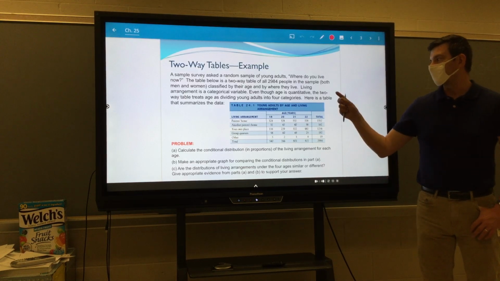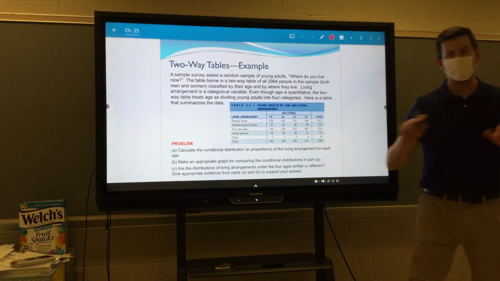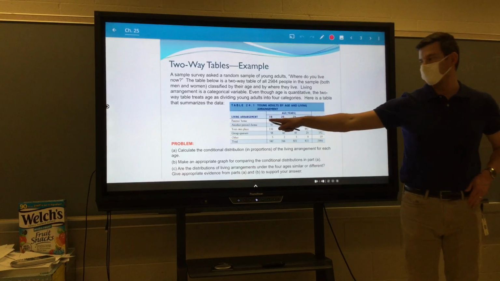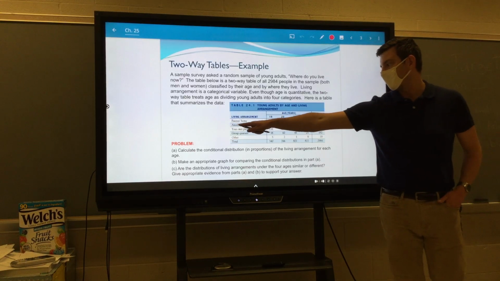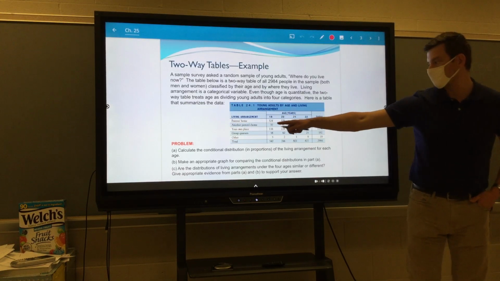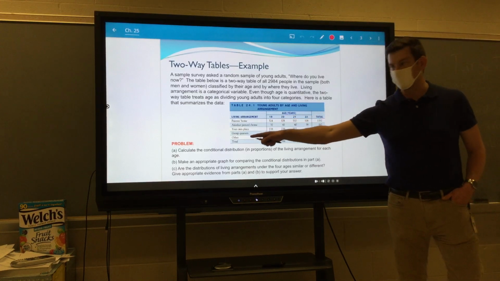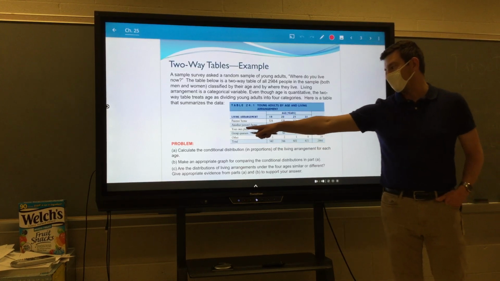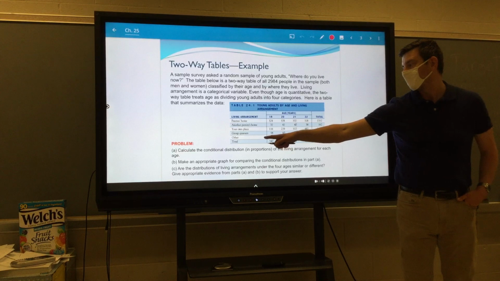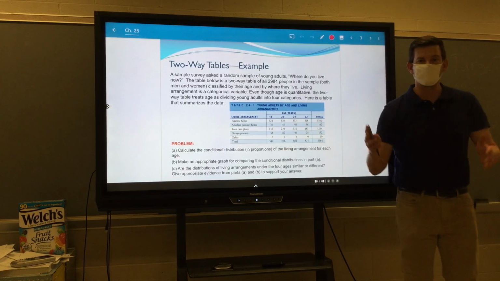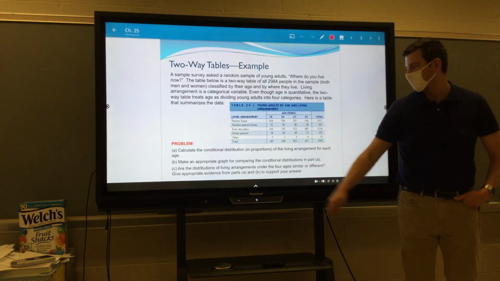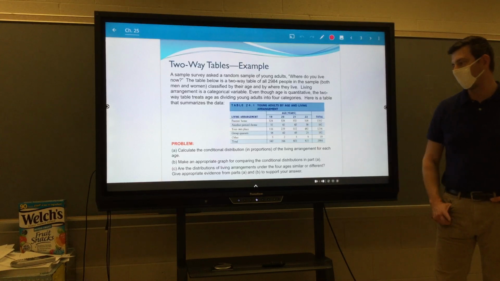Now, living arrangement is one of our categorical variables, and that's broken down. These people can live at their parents' home, they can live in another person's home, they can live in their own place, they can live with several roommates, or they could live in some other arrangement.